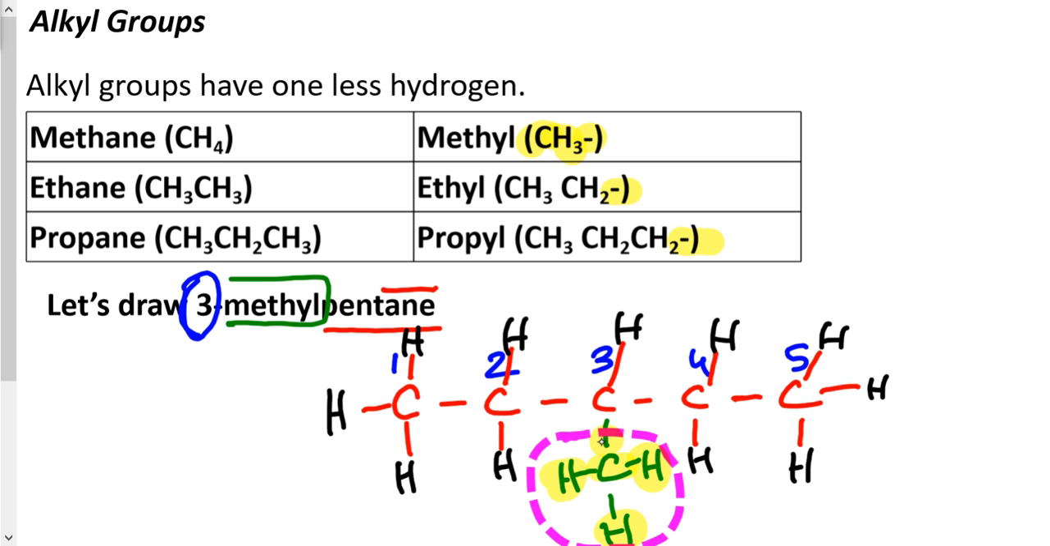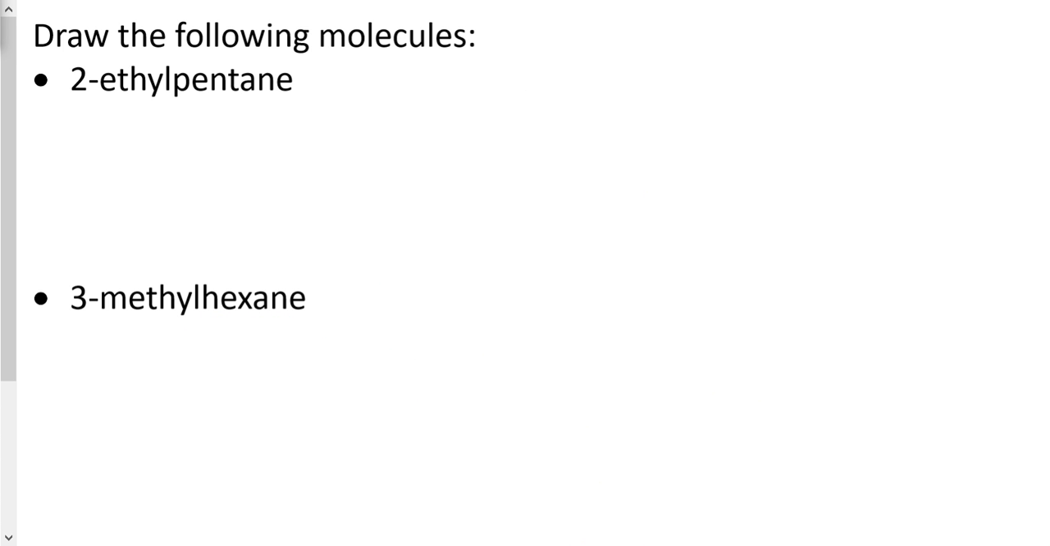So keep things simple and straightforward. Draw the parent chain first, the way you have learned in our last video, and then draw the additional group by counting it properly and using reference table P. So let's try to draw 2-ethyl pentane.